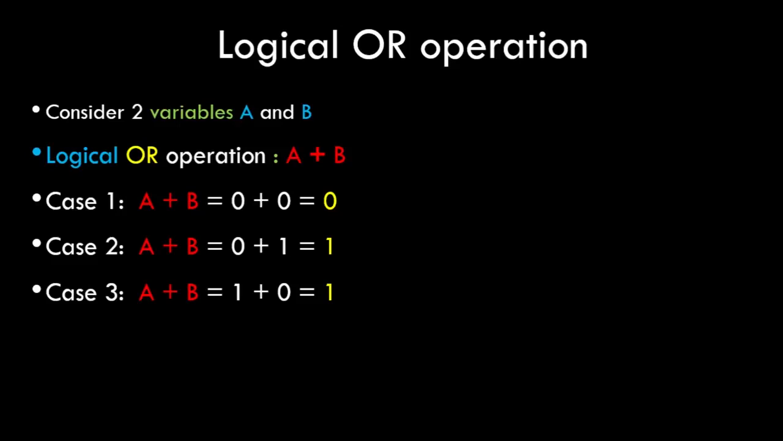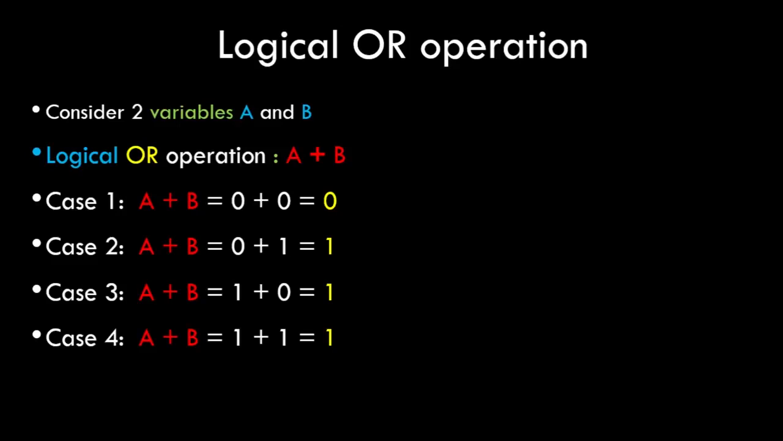Let's see case 4, where we consider A and B both to be 1. Now here 1 or 1 is equal to 1. So this is different from the typical algebraic addition operation, wherein we have 1 plus 1 which equals 2. But a logical OR operation between 1 or 1 will always give again 1.